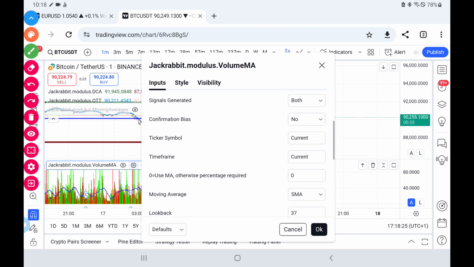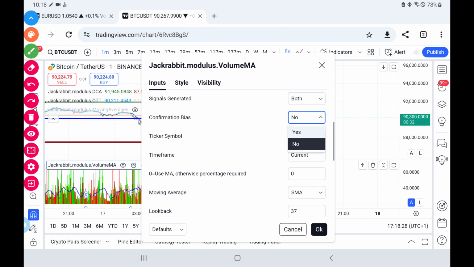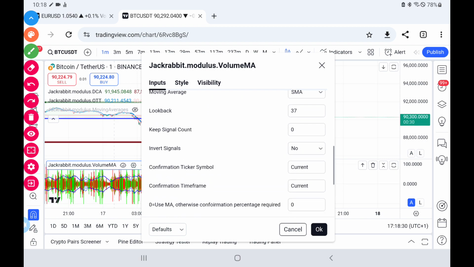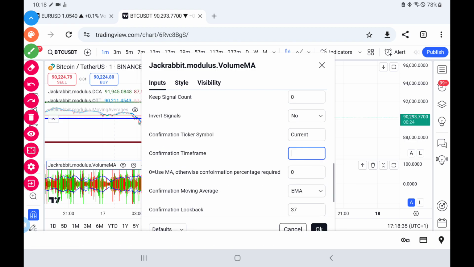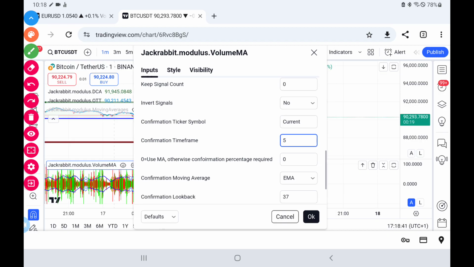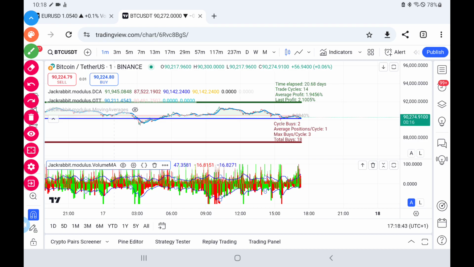So let's come down here. Confirmation bias is set to yes. And confirmation time frame, we will set to 5 minutes. And now we are looking at both the 5 minute volume, that's the bottom part, and the 1 minute volume, that's the upper part. So we can clearly see just how well this plays out together.